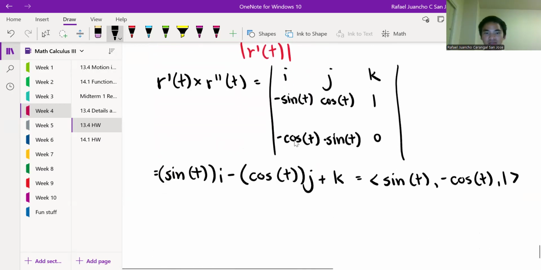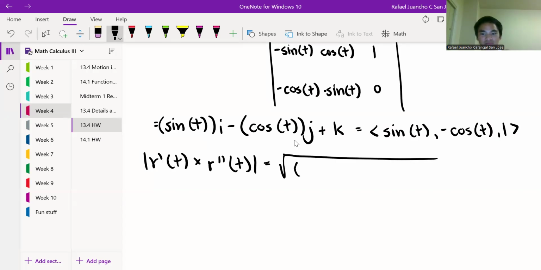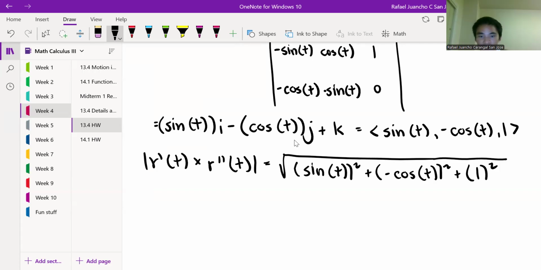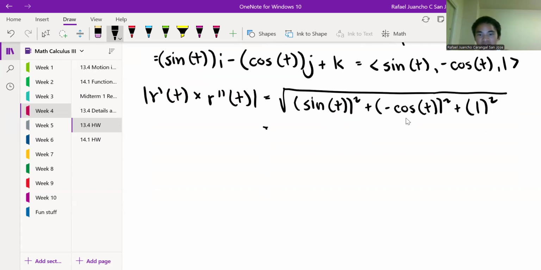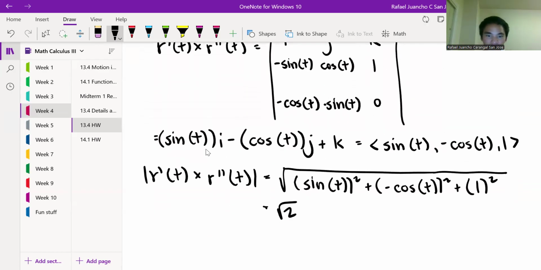What else? I get the magnitude, right? So I put them in a square root. I get each component squared. Okay, let's. Okay. Here I get sine squared plus cosine squared. I get 1 plus 1 squared, so I actually just get square root. Okay. What else?